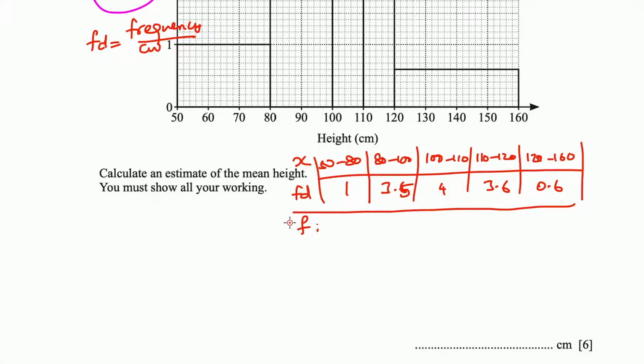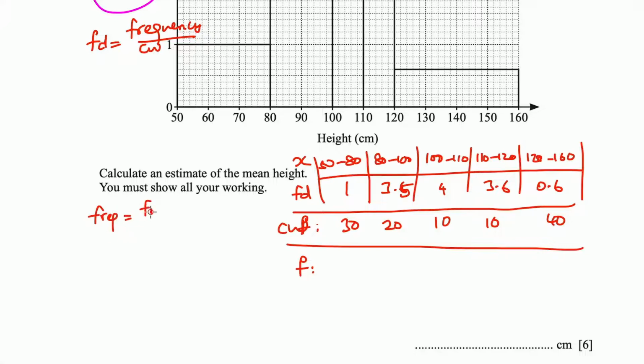So before we calculate the mean, let us calculate the frequency. First the class width: 50 to 80 is 30, 80 to 100 is 20, 100 to 110 is 10, 110 to 120 is also 10, and 120 to 160 is 40. Now we know the class width and the frequency density, so we will calculate the frequency. The frequency is equal to frequency density into class width. So this is 1 into 30, which is 30. This is 20 into 3.5, which is 70. 4 into 10, which is 40. 10 into 3.6, which is 36. 40 into 0.6, which is 24.